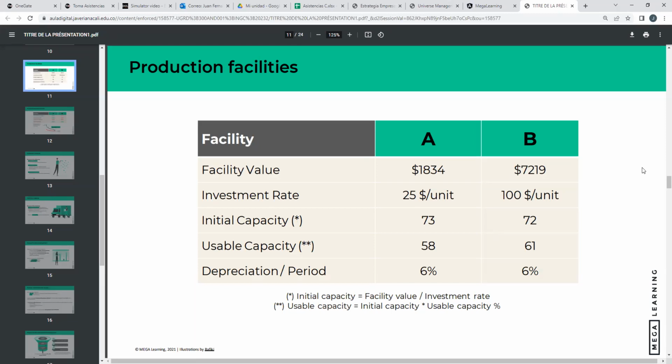Because once you invest $100 in facility investment of B, you are only going to be able to increase in the next round one unit of production. However, if you invest $25 in facility investment of A, you are going to be able to increase your production in one unit for the next round. So there's a relation 4 to 1. Okay, take that in mind.